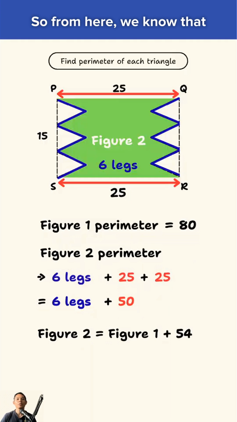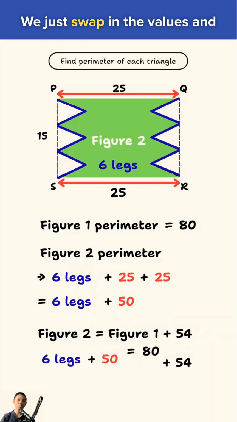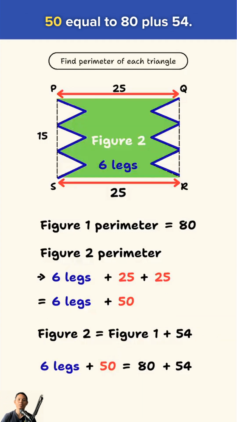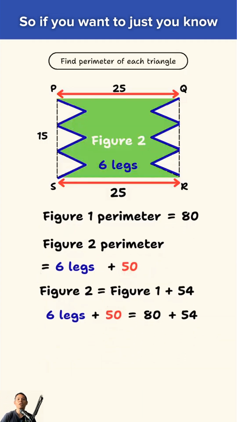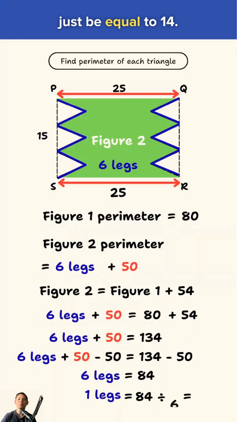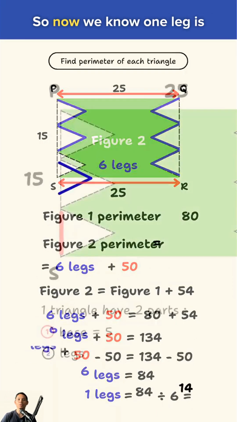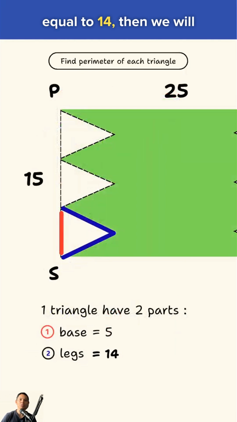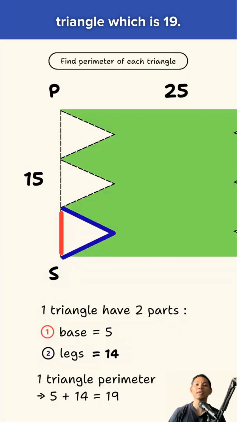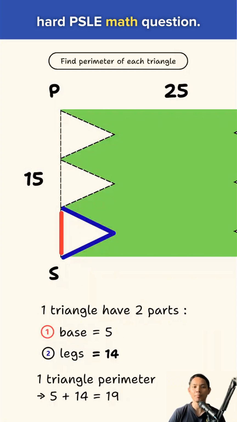So from here, we know from the equation that figure 2 is equal to figure 1 plus 54. We just swap in the values and it will be 6 legs plus 50 equal to 80 plus 54. If you calculate, one leg will be equal to 14. So now we know one leg is equal to 14. Then we will know the perimeter of the triangle, which is 19. And that's how you solve this hard PSLE math question.